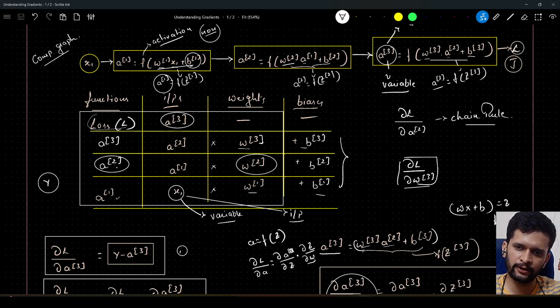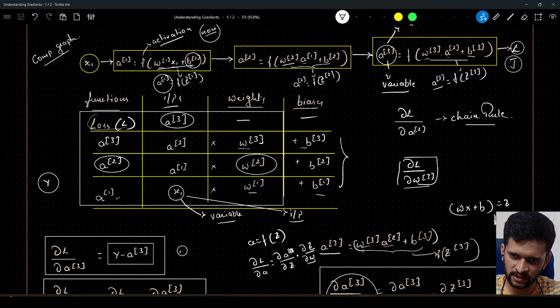Similarly for A2, inputs are A1, W2 weights, B2 bias. And for A1 input is X, W1 is weights associated with the layer 1 and B1 will be the bias associated with layer 1. So these are the inputs for our functions which I have listed here in the first column.